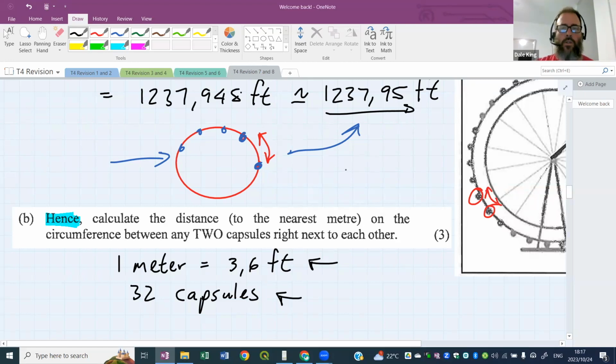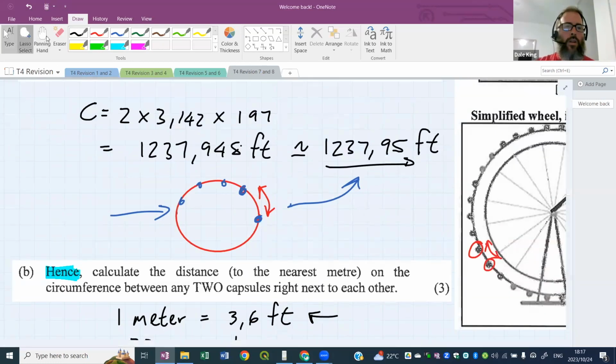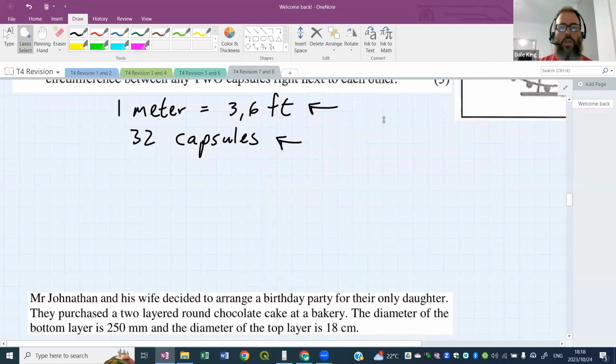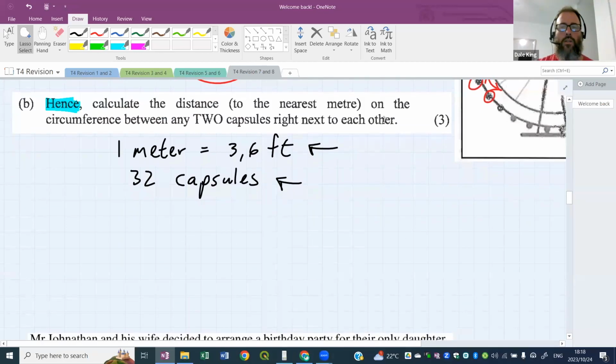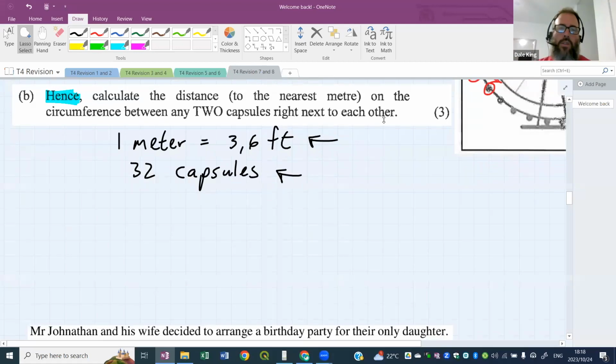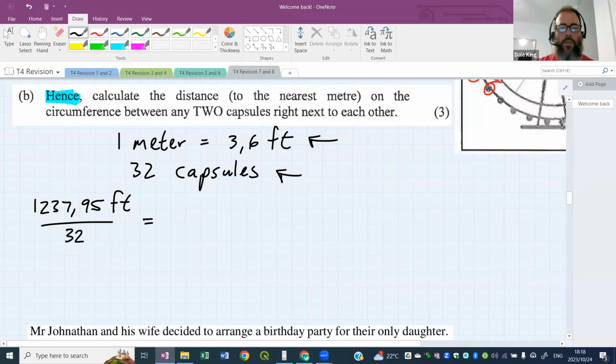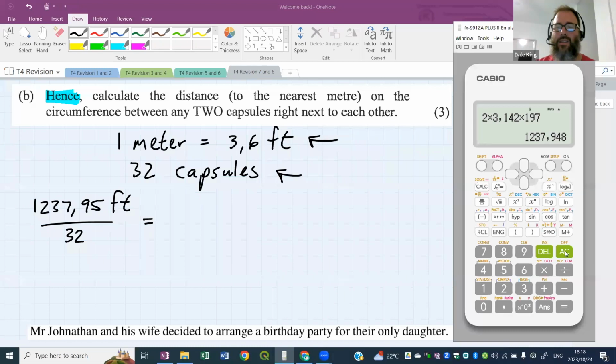Okay, so let's have a look. Let's see how we do this. We're going to take this circumference here, and we're going to use it. Now, what you can do is cut this up into the 32 pieces first, or you can convert it into meters and then cut it up. It doesn't matter which way you do it. I'm going to cut this up into 32 pieces, because there's 32 capsules. This will give us a distance between each one.